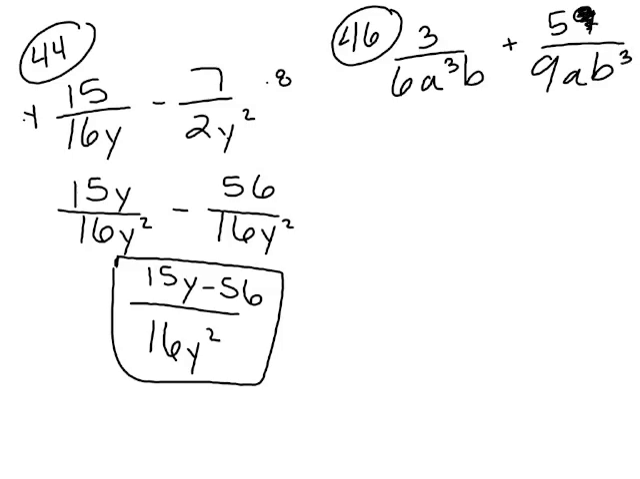Okay, so let's figure out our common denominator here. What's the smallest number that both 6 and 9 will go into? 18. Okay, what do I times a 6 by to turn it into an 18? 3. Okay. What do I times a 9 by to turn it into an 18? 2.